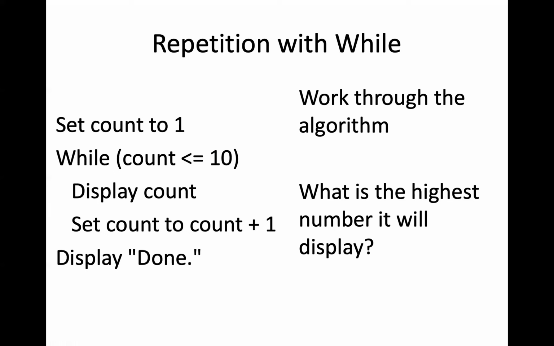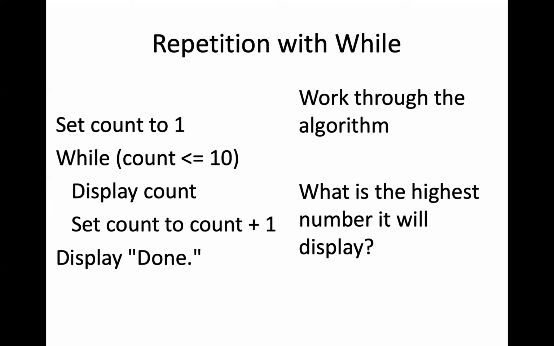And we ask, is 11 less than or equal to 10? It's not. So since that's false, we basically exit the while loop at this point. We don't execute the action any more times. We jump to the next part of the pseudocode following the while loop, and we just display done. So the last number displayed by this program is 10.